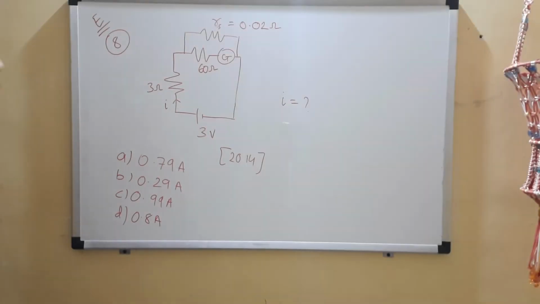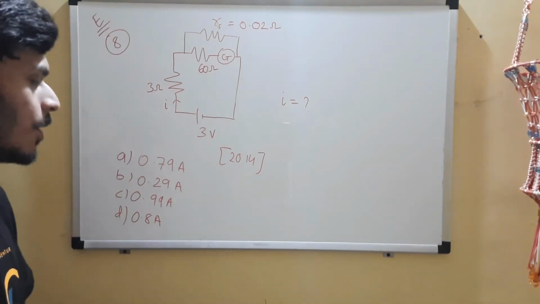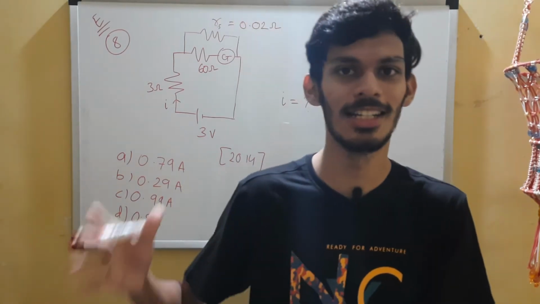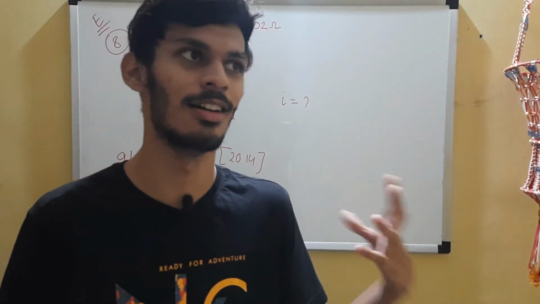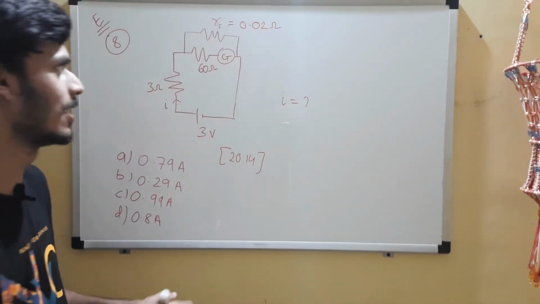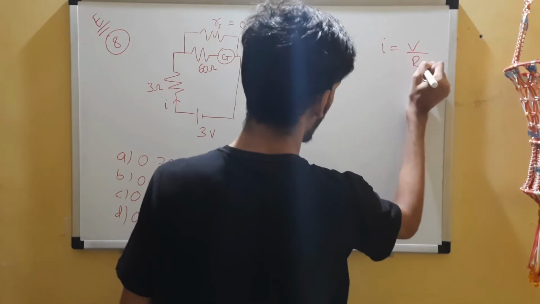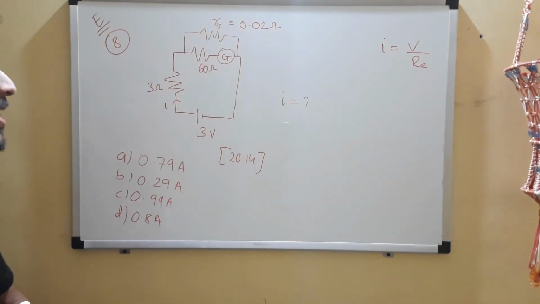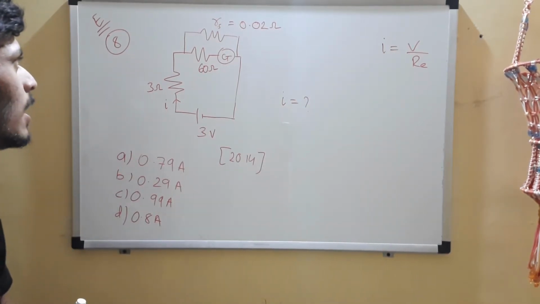So question 8 over here, in this question you are supposed to find this current I. Actually, conceptually this question belongs to moving charges and magnetism, but if you go to solve it, it's just a matter of your current electricity, because you know that current will be given as V by R equivalent. So you just have to find the equivalent resistance over here and then V by R_e, and that's how you get your answer.